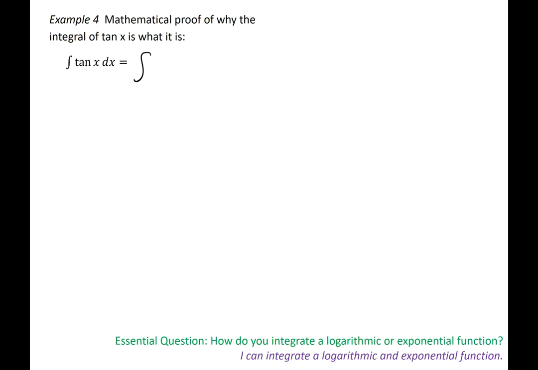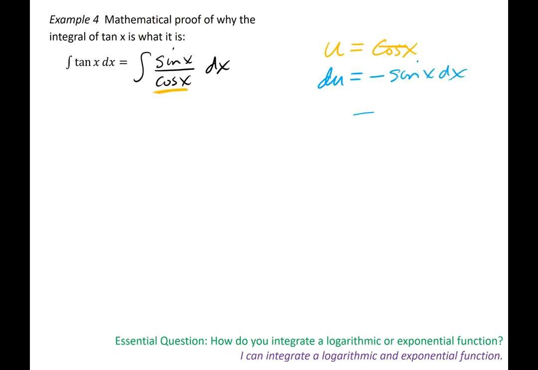So I'm going to rewrite tangent. We know tangent is the same as sine x over cosine x dx. I'm going to follow my new rules for fractions, and I know that my u is always in the denominator. So u equals cosine x. I'm going to immediately take the derivative, which I know is du equals, and then the derivative of cosine is negative sine x dx. Well, the only thing I'm missing is that negative sign.